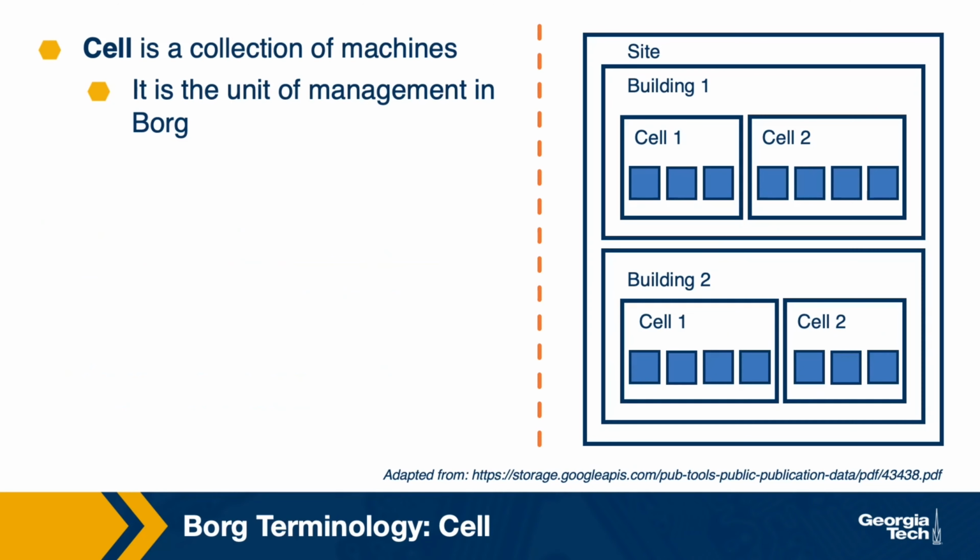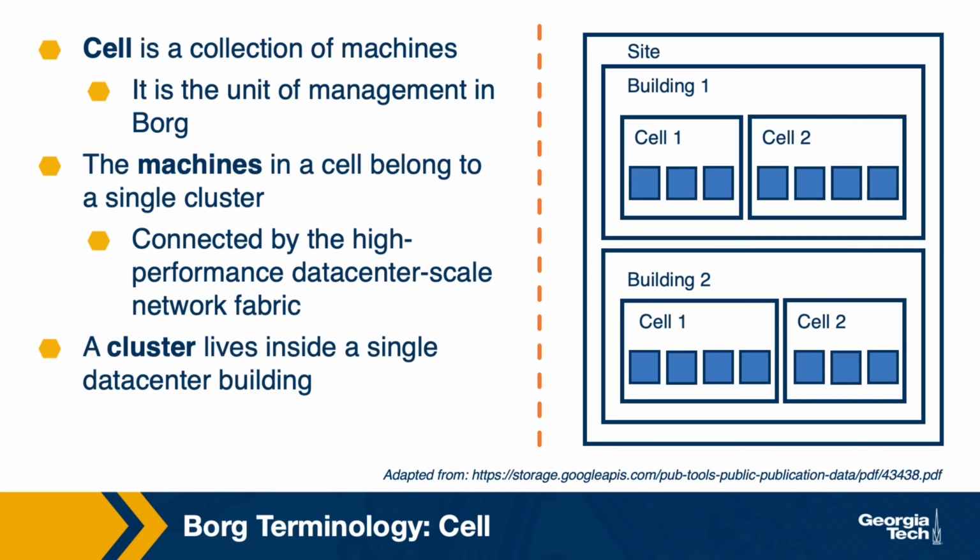Let's look at the terminology used in the paper. A cell is a collection of machines. This is a unit of management in Borg. The machines in a single cell belong to a cluster and are interconnected by some high-performance data center scale network fabric. The cluster lives inside a single data center building, and then a site may include multiple buildings, and therefore will have multiple clusters.